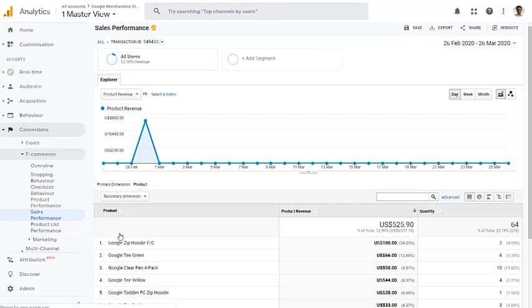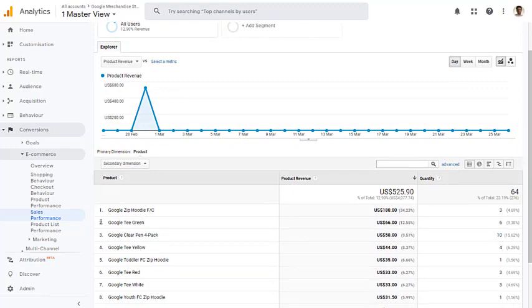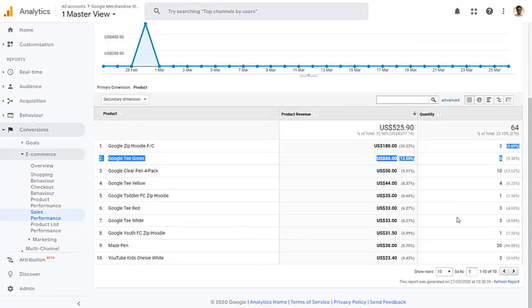purchased. Look, I don't have to go into any order management system or any other tool. Like if you're on WordPress, you can find this info in WooCommerce also, but you don't have to switch. In Google Analytics itself, I will be able to find details about the order. Now I can see here, this guy purchased Google Zip hoodies, quantity was 3, total revenue $180. Google Tea Green, $66 he paid and he purchased 6 quantities, and so on. Total quantities 64.